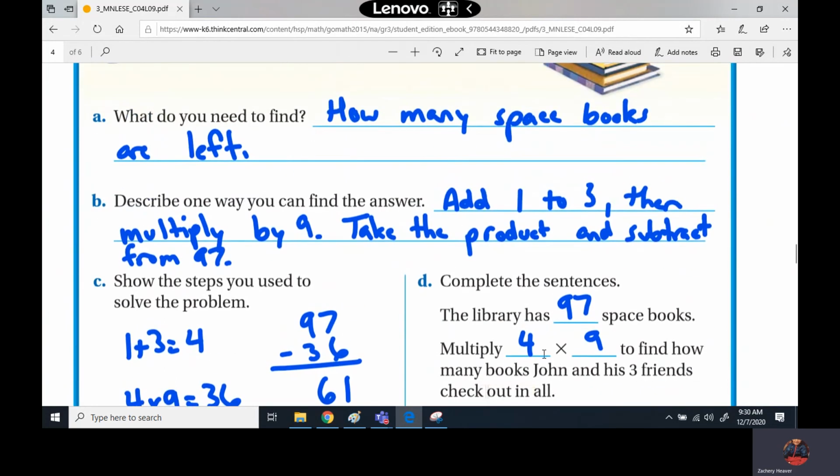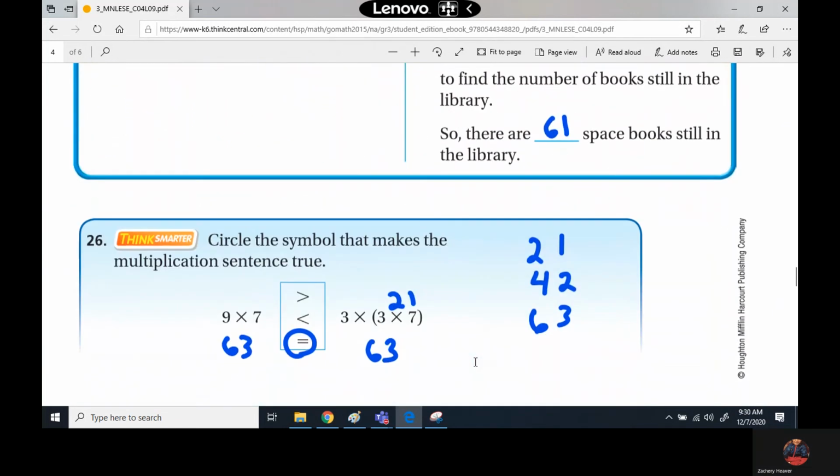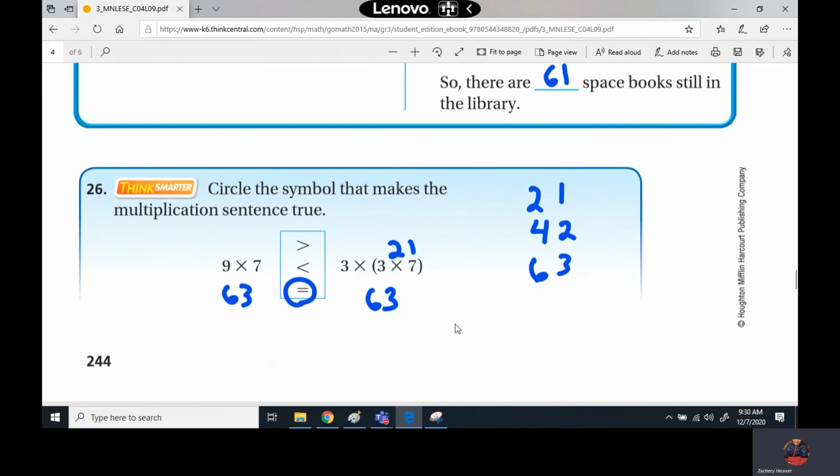And please, guys, you guys can pause this anytime. I want you to pause it. And the last one is a little bit tough, but I did it for you. 7 times 3 is 21. 21 times 3. Well, skip count 2, 4, 6. 1, 2, 3. 63 and 63, they are equal.